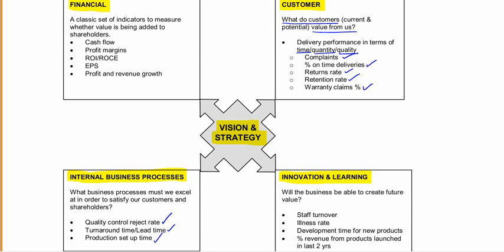Anything that we could do internally to speed up and make the quality better, then we should come up with a measure around that. And then with the innovation and learning, this is really looking at where we're going to get the future value from. Now, the first couple might seem a little bit odd, things like staff turnover and illness rates, but if you've got high staff turnover, it means obviously you're losing the intellectual knowledge in your organisation on a fairly regular basis, and that's going to mean people have to be retrained, and that's going to take the focus off being able to develop new products and new ideas.